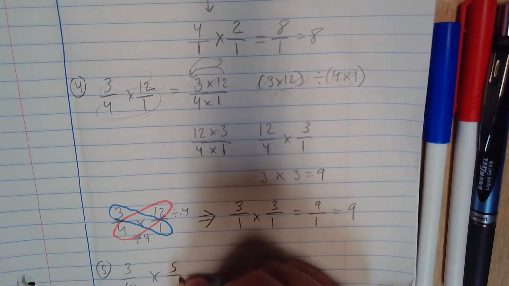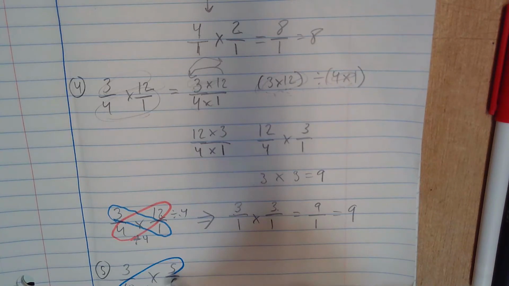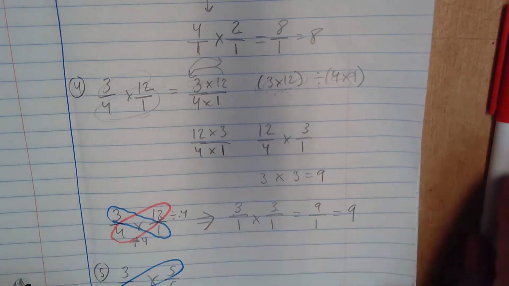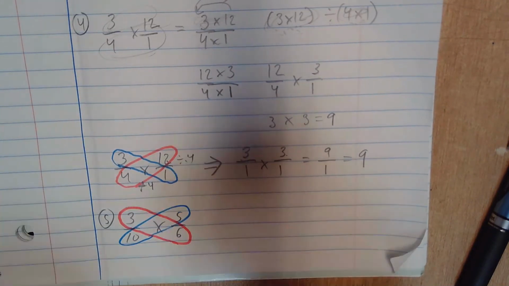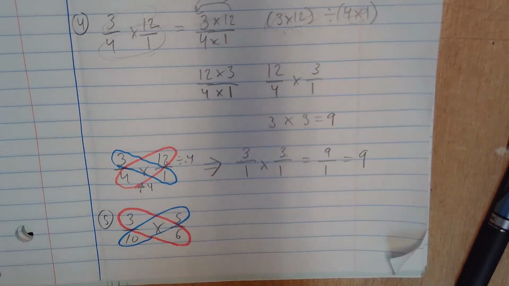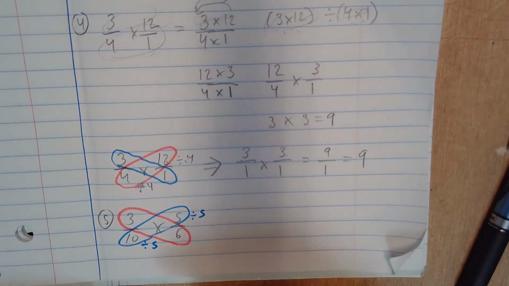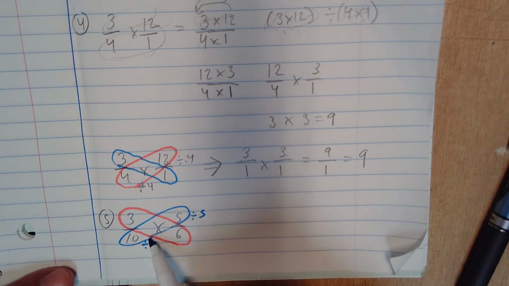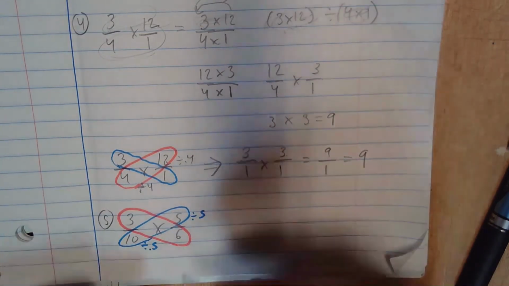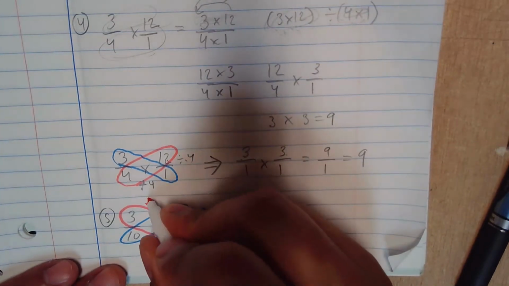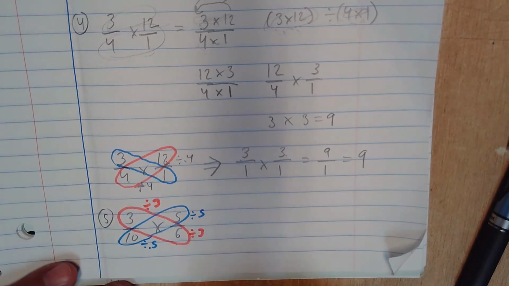3/10 times 5/6. Okay, same thing. I could multiply straight through, but the goal here is to learn how to simplify before you multiply. Seriously, guys, it'll come in handy when the numbers get bigger. This is easy right now. Okay, anyways. You probably already saw it as I was doing this. The 5 and the 10 have a common factor of 5. The 6 and the 3 have a common factor of 3. Why? You should know by now that 6 is a multiple of 3. That means 3 is a factor, right?